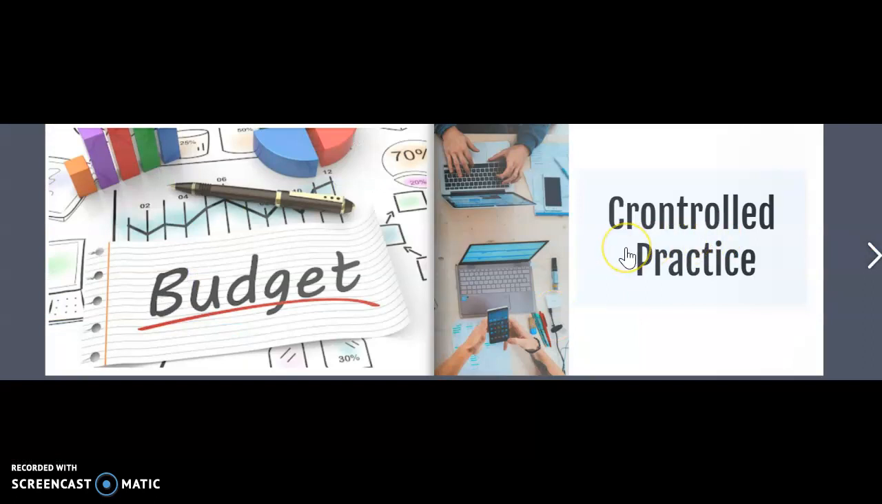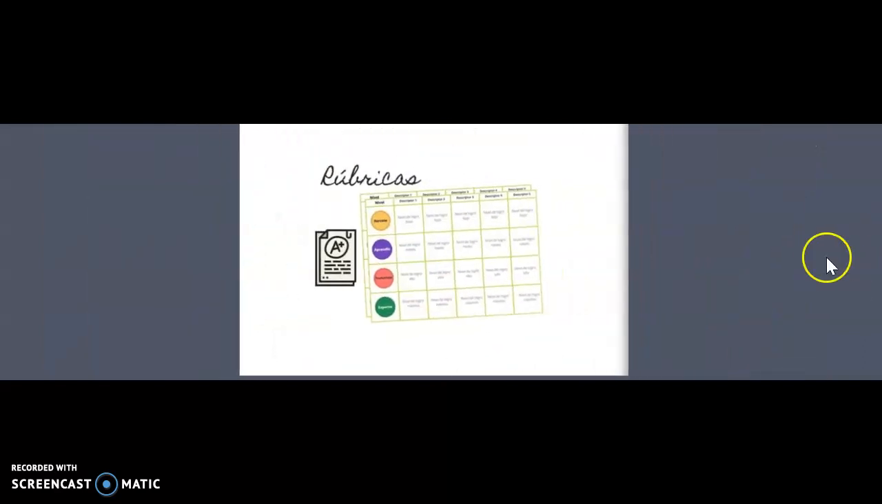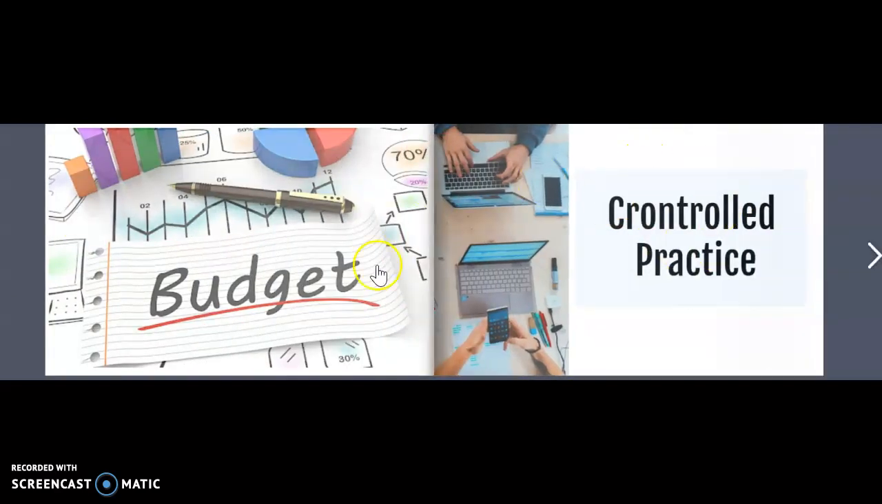Now, in the control practice, the students have to write the important aspects of this topic. How to manage a company, the important things of budget in a Google Drive. And at the end, here I have the rubric of a project. But in this aspect, I am going to explain the project.